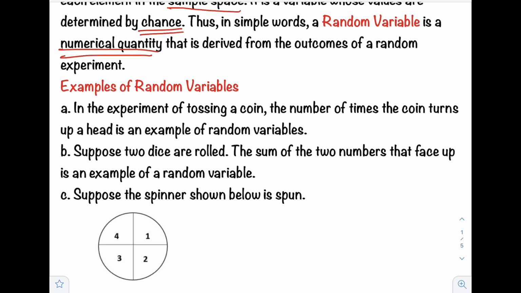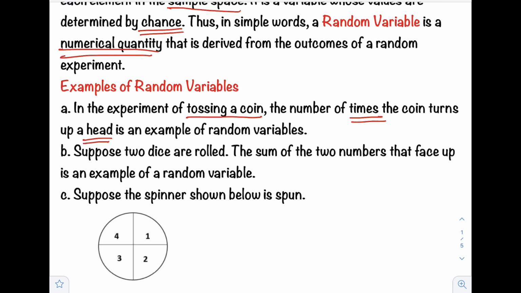For letter A, in the experiment of tossing a coin, the number of times that the coin turns up heads is an example of a random variable. So dito, ang binigay kong example is yung number of times na nag-turn yung coin as head. Pwede rin naman na ang other random variable natin dito is yung kanyang tail.